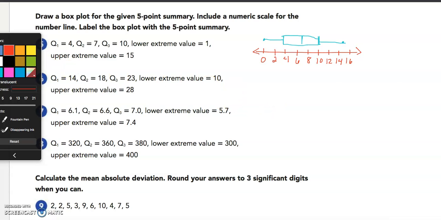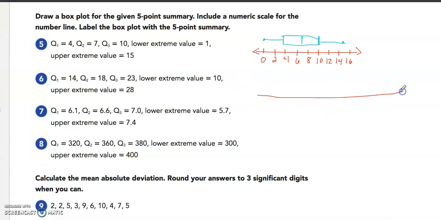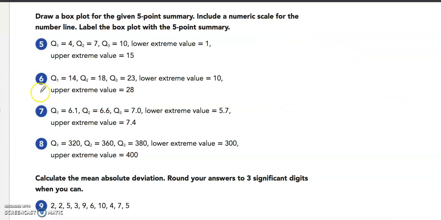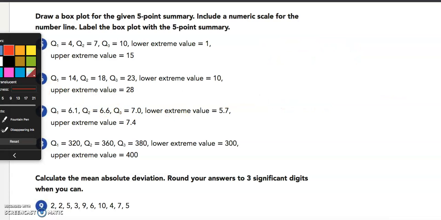So let's do number 6. For number 6, the lower value is 10, the upper value is 28. So let's go up by 4. So let's go with 8, 12, 16, 20, 24, 28. All right, so let's erase some of this. No. I definitely know this. Let's do this again.